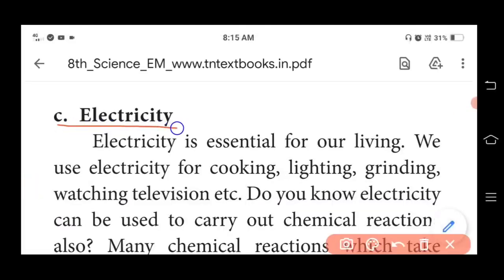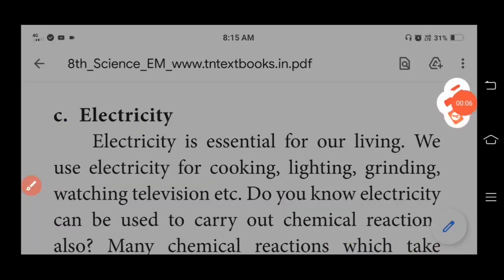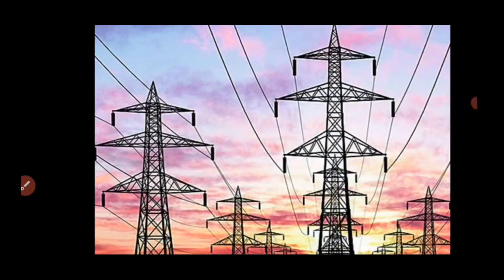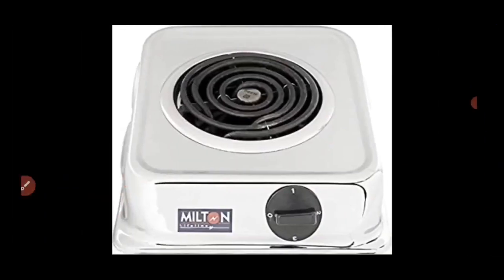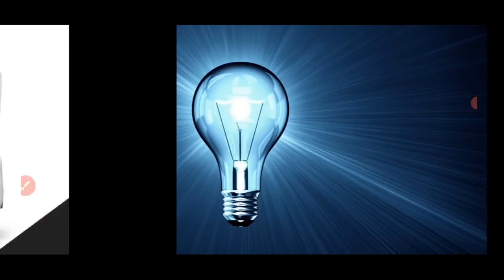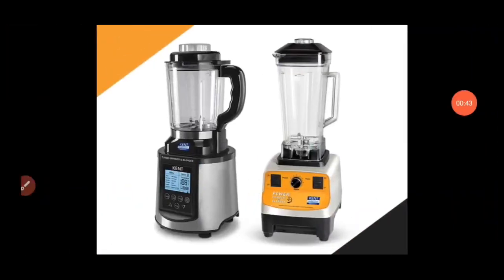Our third condition is electricity. Students, electricity is essential for our living life. We use electricity for cooking, lighting, grinding and also for watching television. Do you know electricity can be used to carry out some chemical reactions also. Many chemical reactions which take place with the help of electricity are industrially very very important.